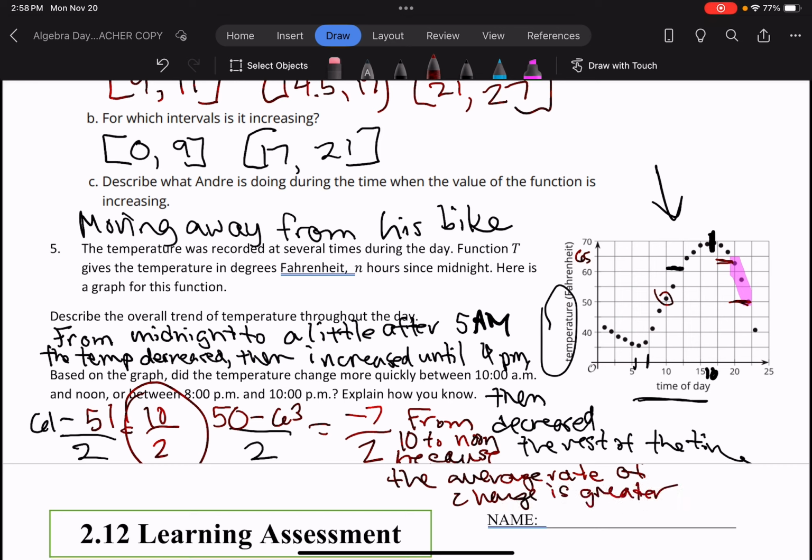Right, and so we're using that same old formula, y sub 2, the later y minus the earlier y over x sub 2 minus x sub 1, or you can think of it as f of b minus f of a all over b minus a. But in either case, we're looking at the later value compared with the earlier value.